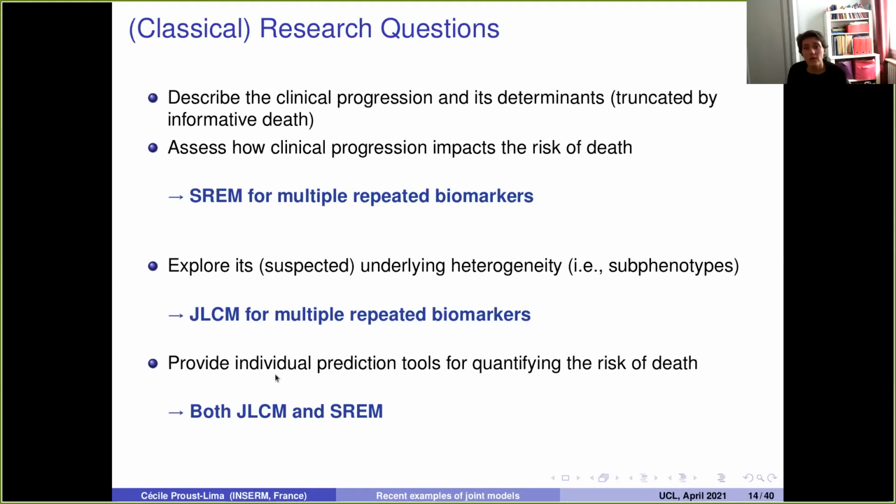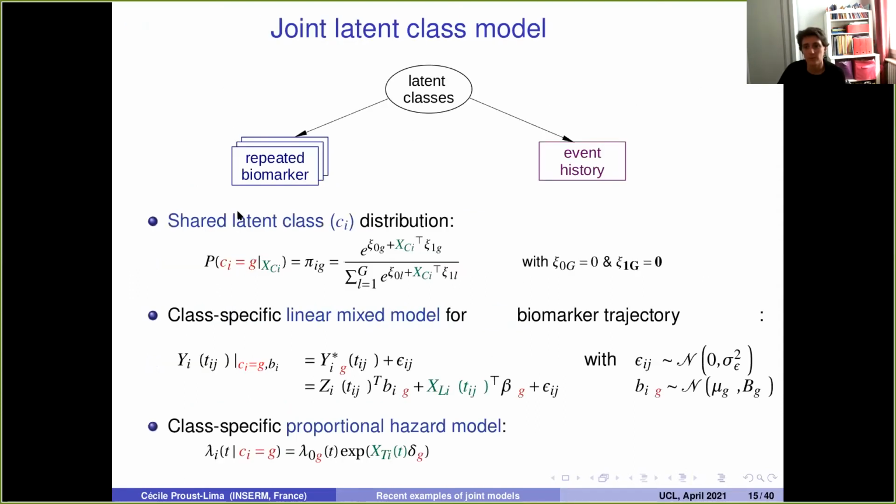And finally, another type of question we could be interested in is to provide some individual predictions of the risk of dying, given the history of the biomarkers we had so far. And for that context, both approaches could be used. So in the remaining of the presentation, I want to show you an example of joint latent class model, and if I have time, an example of shared random effect model for that purpose.